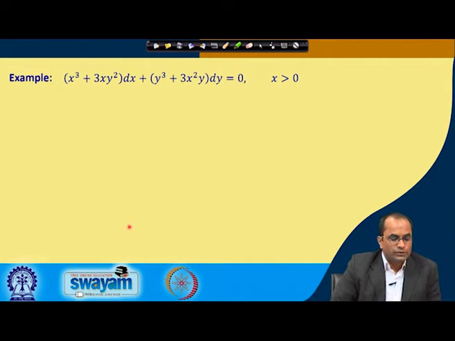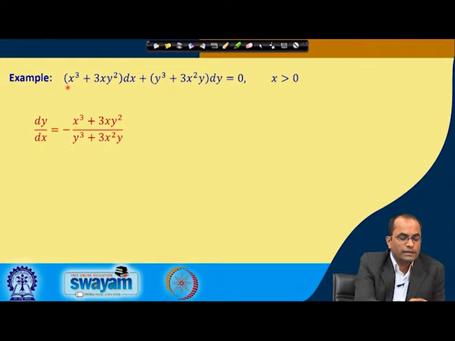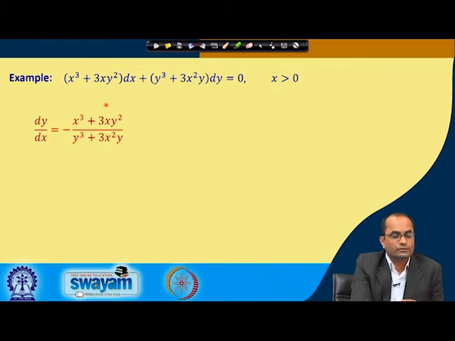So, we go through an example of a homogeneous differential equation. If we rewrite this equation in the dy over dx form by dividing by the differential, dy over dx will be minus, because this term goes to the right hand side, x cube plus 3 x y square as the numerator, divided by y cube plus 3 x square y. Now we can realize that we can put this into the y over x form, because all the degrees here are 3: 2 plus 1 is 3, here 3 and here 3.